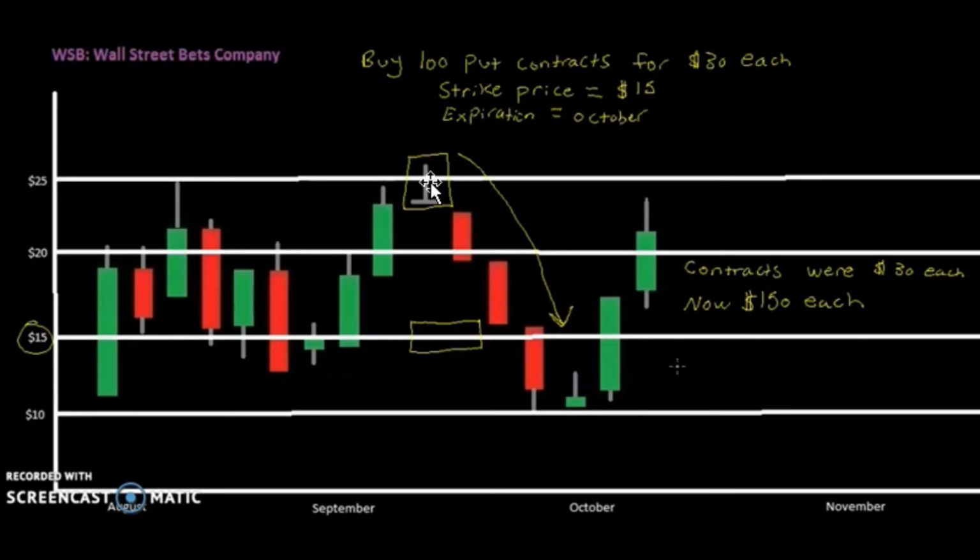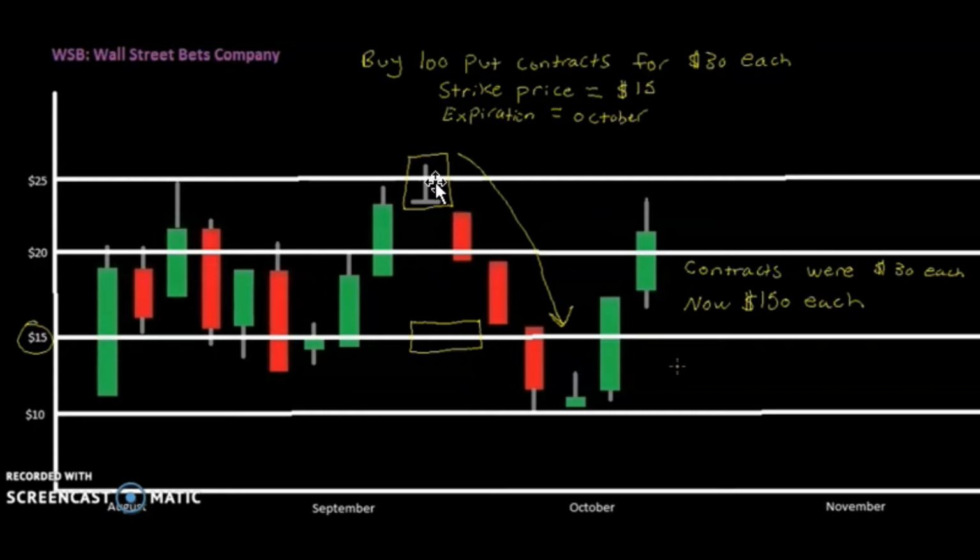Instead, you control 10,000 shares, and you're able to sell it at $15 because this was where it was at, and you bought a put option stating that it's going to go down to 15, and right now it's at 10, and you have the right to sell those at or any time before your expiration date for $15 a share.